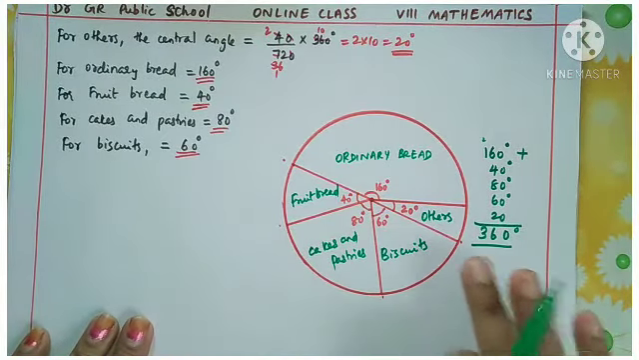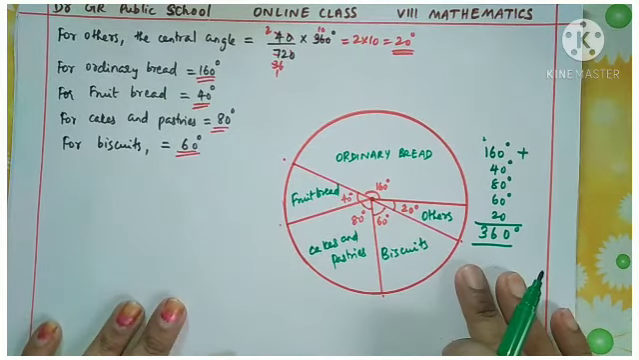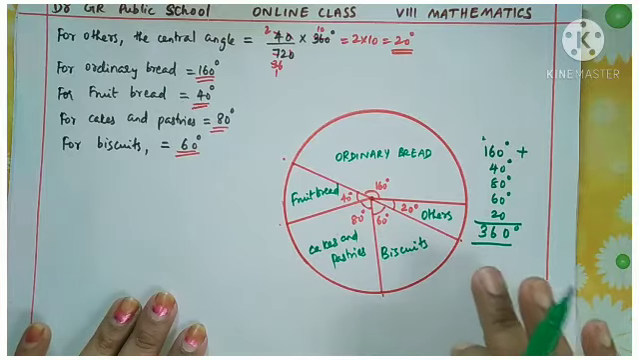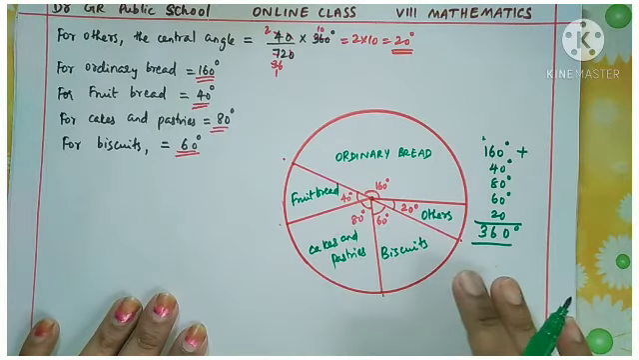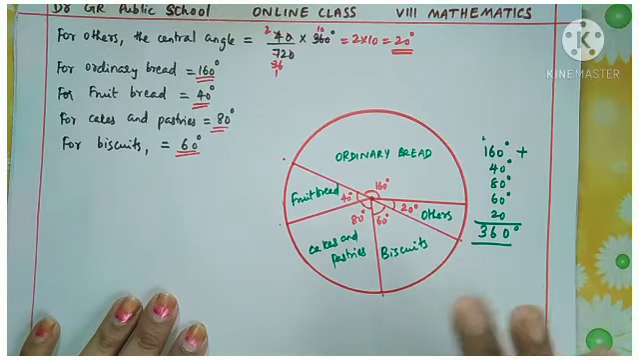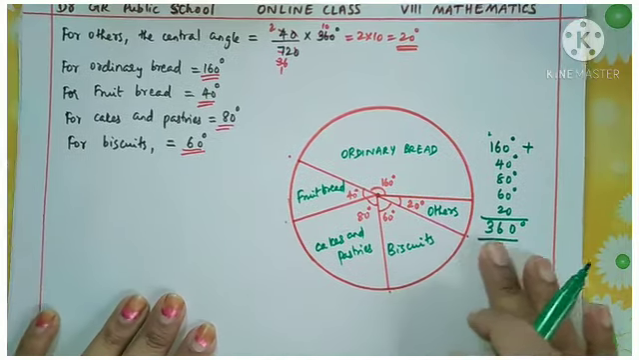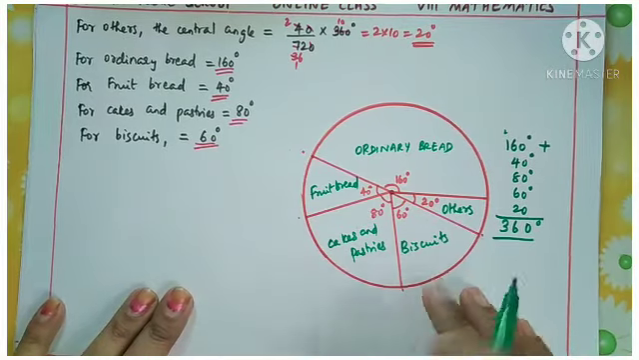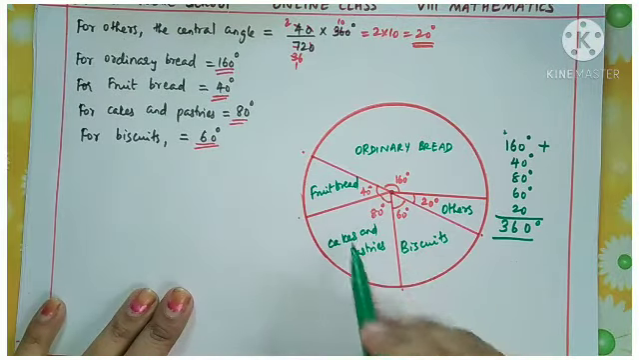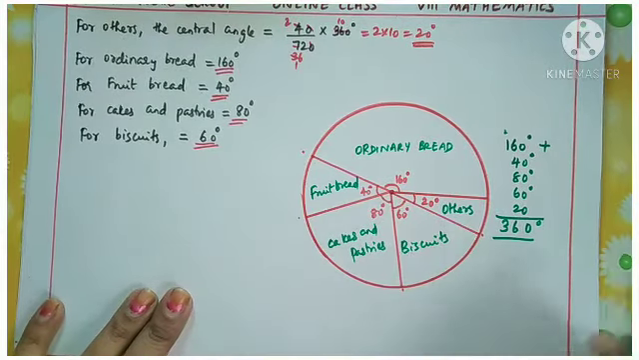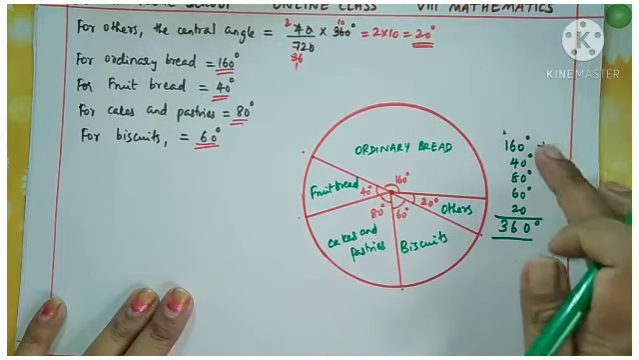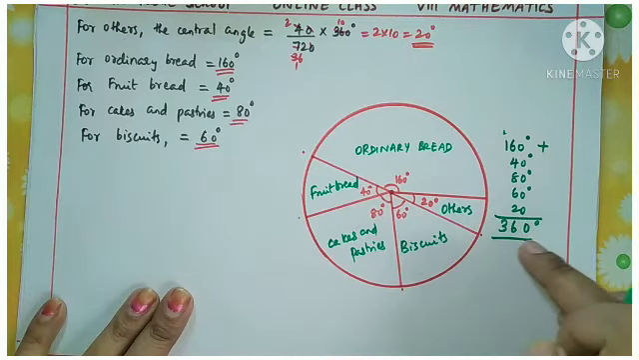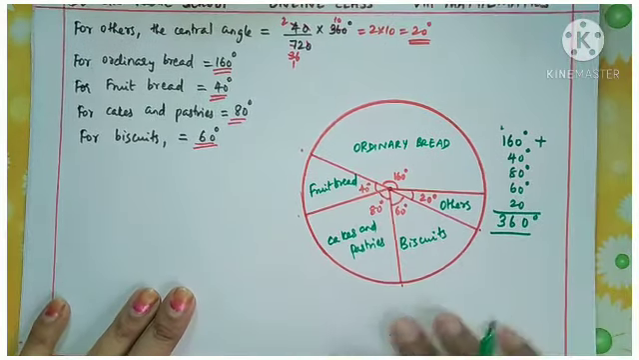So whenever you want to construct a pie chart, you first find out the fraction of those items, then you multiply by 360 degrees to find the different angles of the sectors. After that you construct the pie chart, mark the angles, then all the items. All the time the total sum of the angles of the sectors will become equal to 360 degrees.